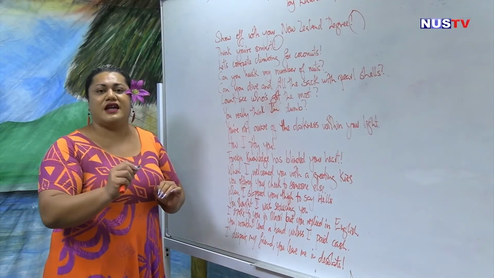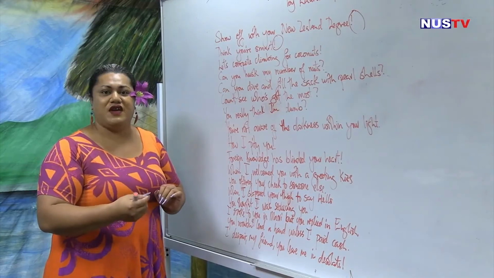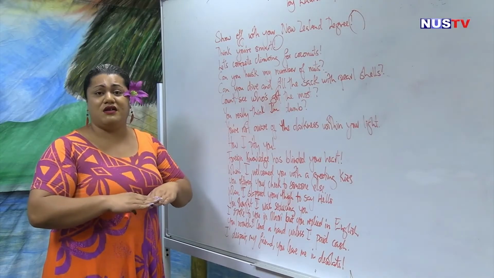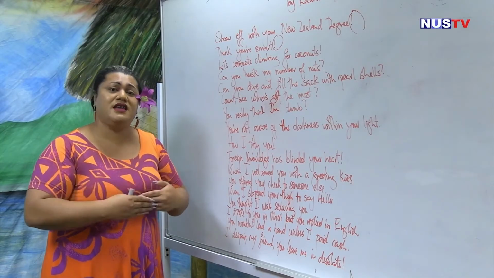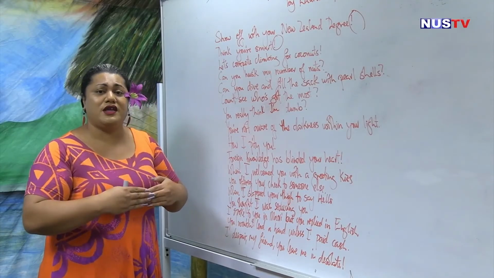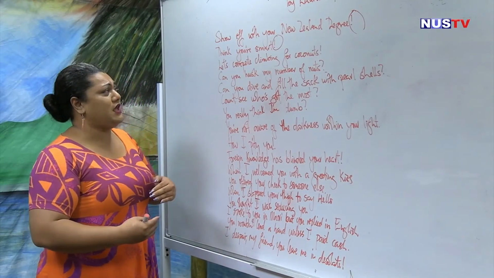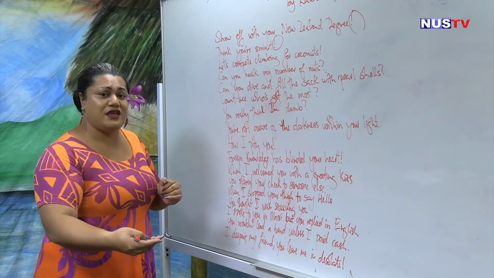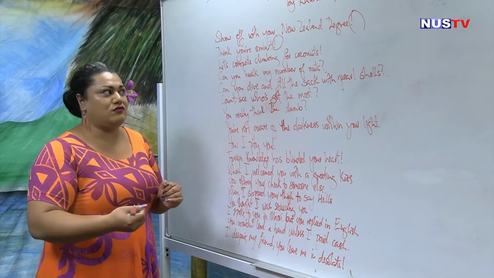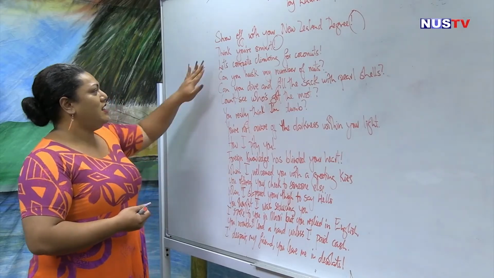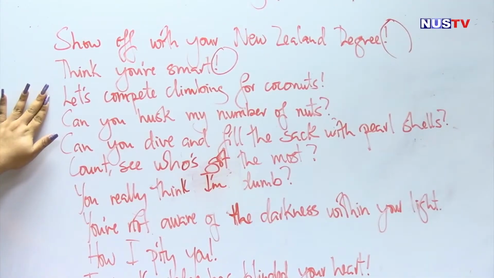So when you say think you're smart to someone, when you say those lines, it is an indication that there is a dilemma. When you're talking about someone, assuming that that person thinks that they are smarter than you. Interesting, huh? Let's compete climbing for coconuts.